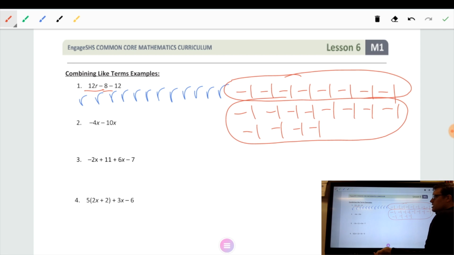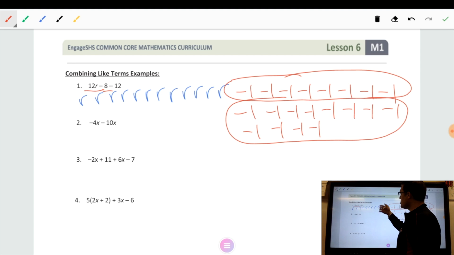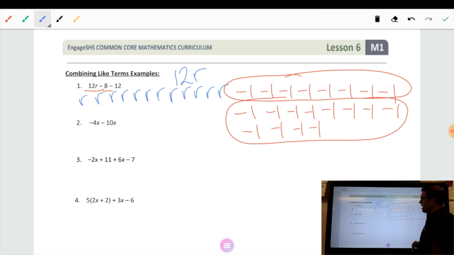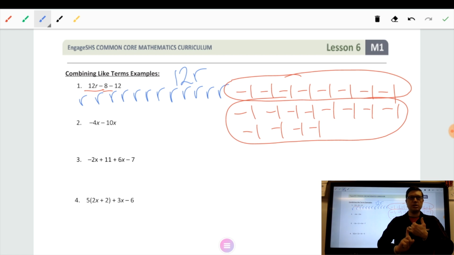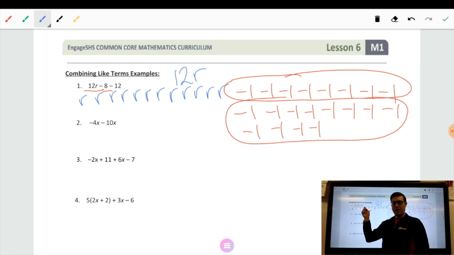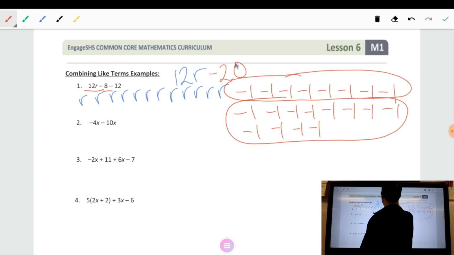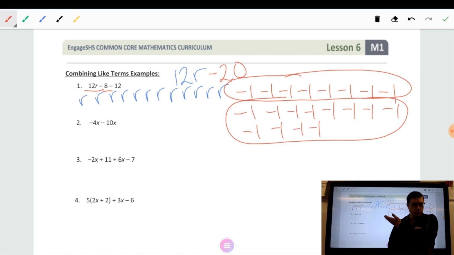So looking at the groupings that we have here, there's 12r's, leave that. Leave it as is, 12r. And there are 20 negative ones. That should kind of make sense. 8 plus 12 is 20, so negative 8 minus 12 is negative 20. And there's our answer. That's legitimately what you do.